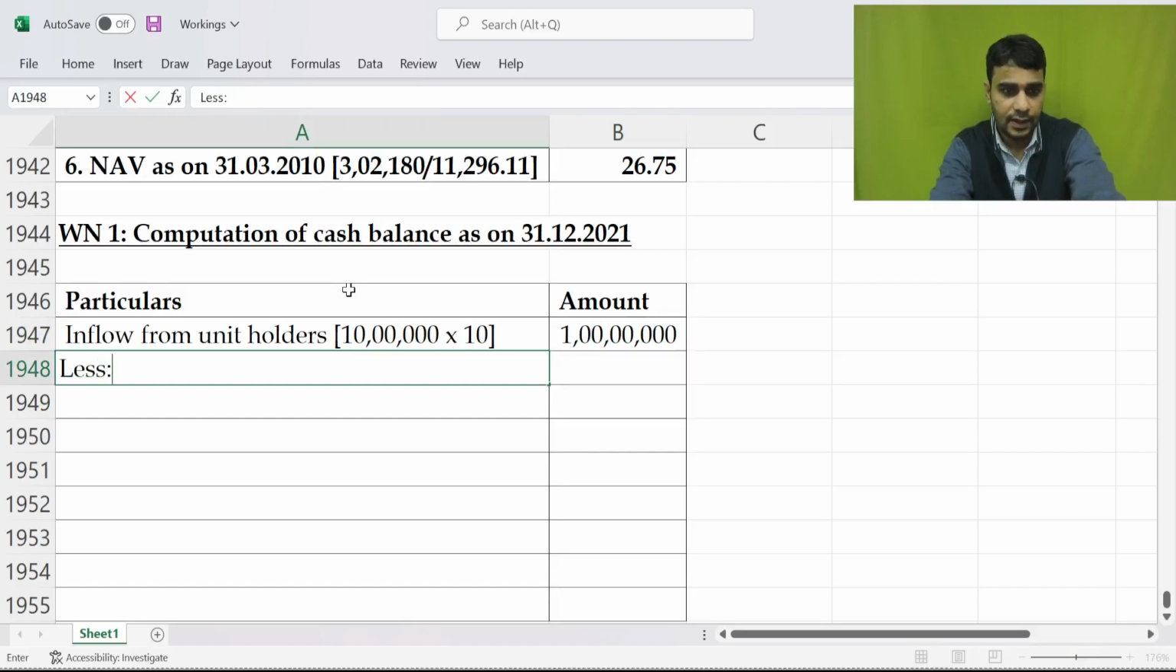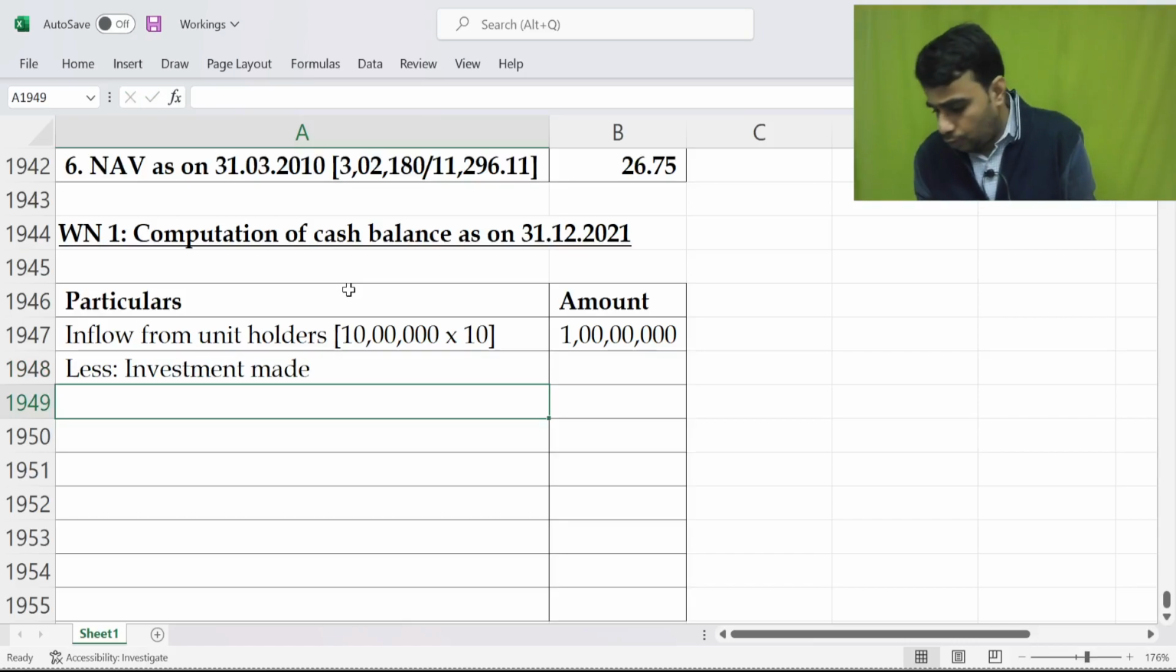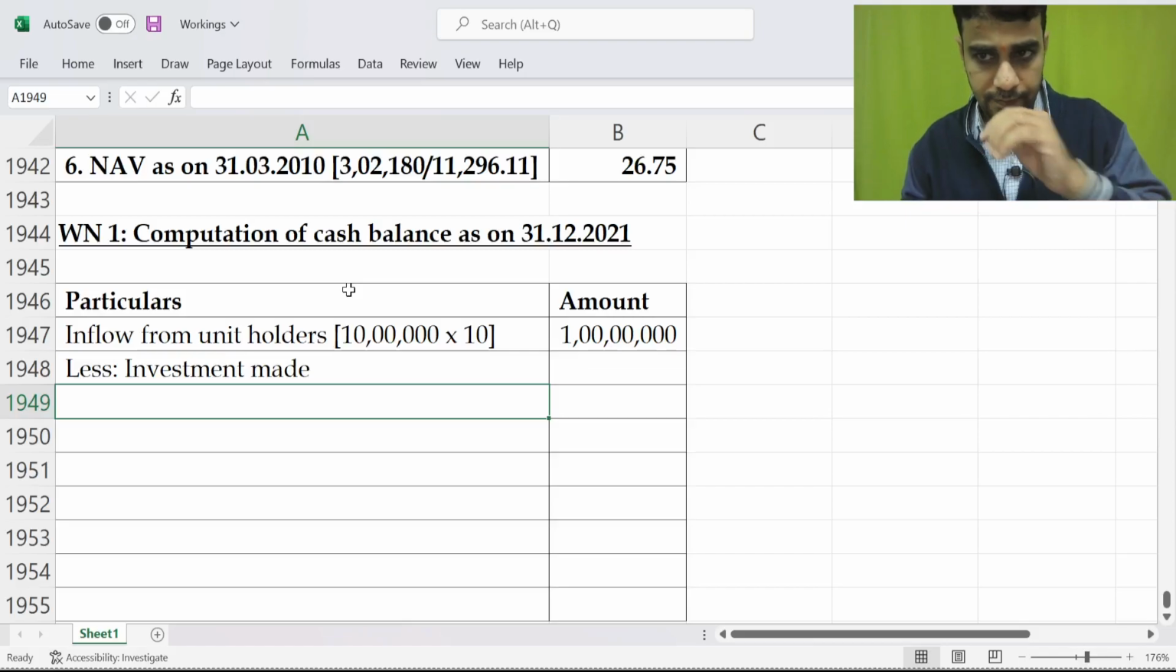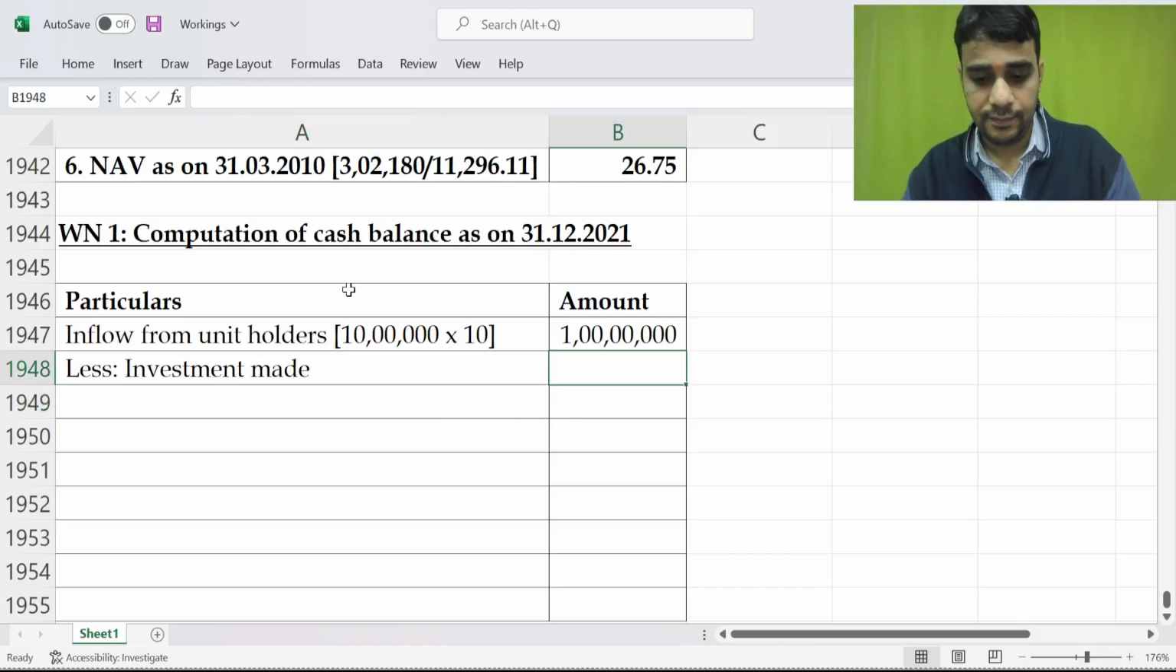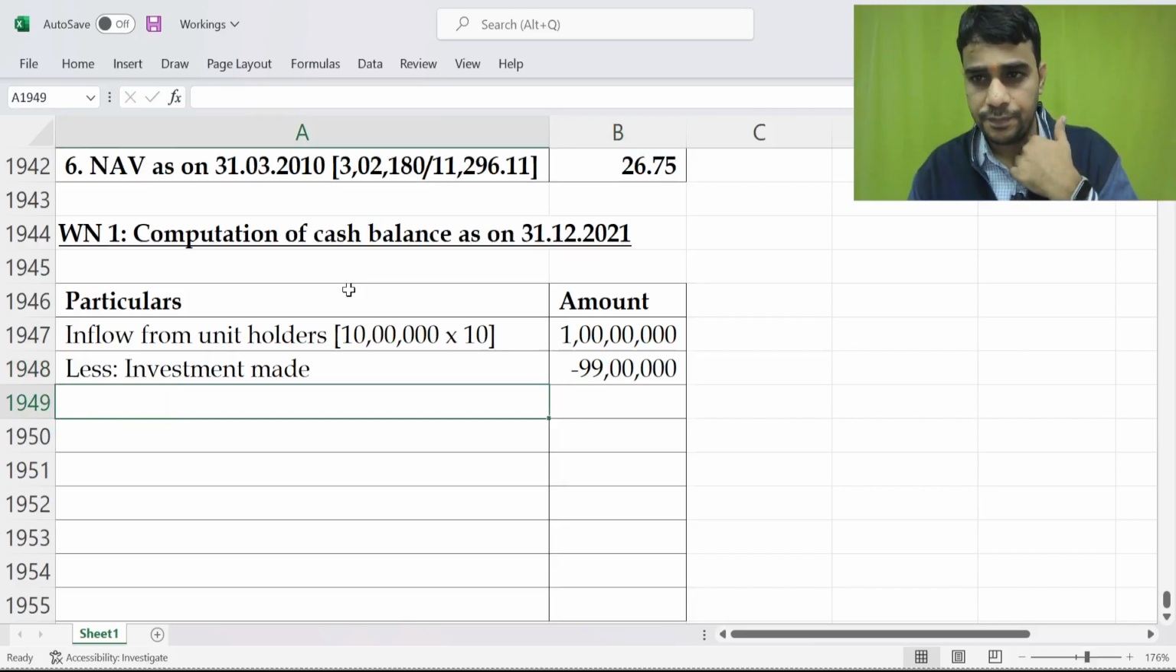Less investment made. On that day I made investments. Give me a total of all that. All investments put together, how much did you invest? 99 lakh is the investment made, so I'll be left with 1 lakh as of now.